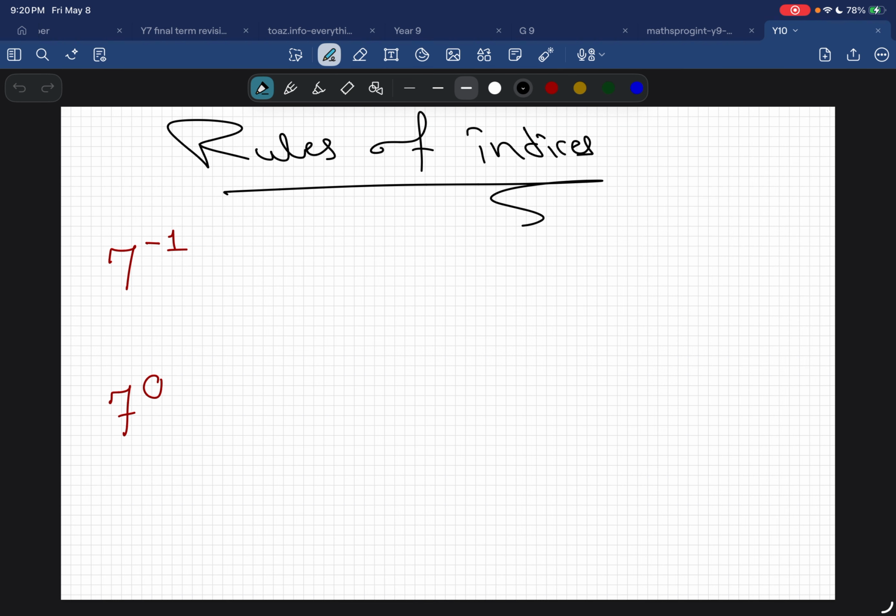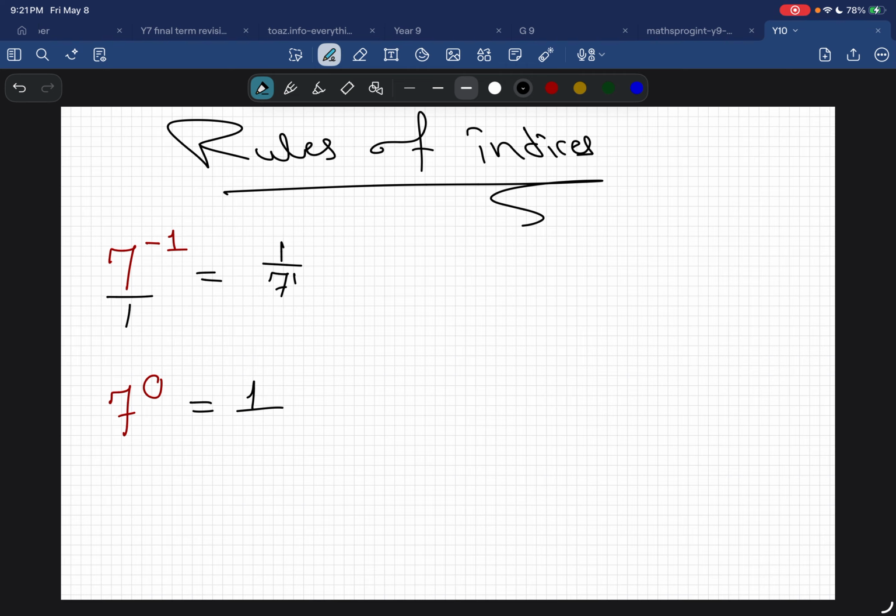7 to the power of minus 1 is the same as 1 over 7 to the power of 1, because once we showcase the reciprocal of the number, we're going to change the index to the opposite sign. If it was negative, it becomes positive, and if it was positive, it becomes negative. And anything powered to 0 equals 1.